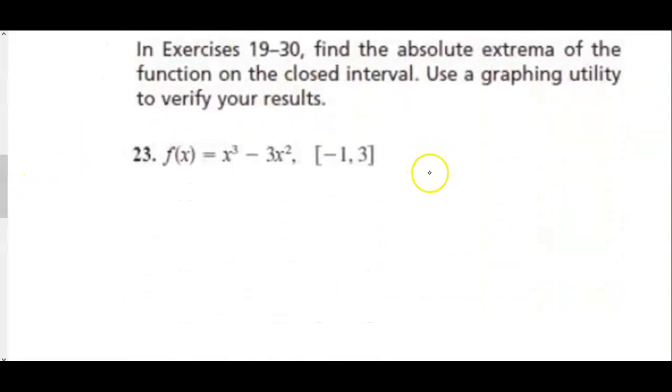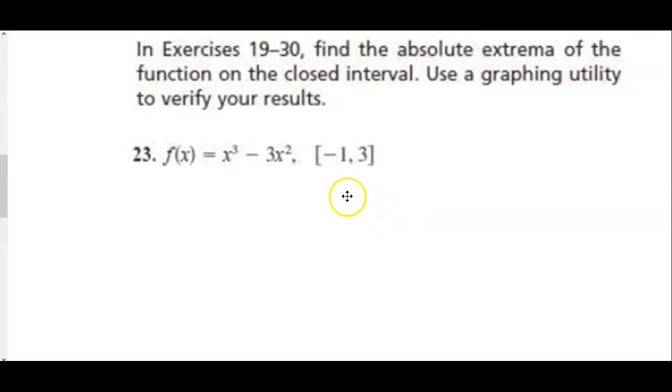Right here, find the absolute extrema. Find the absolute extrema of the function on the closed interval. How I want to do this is the exact same way. Now back to this one. Let's see here. So this one basically gave us our critical point. Doing this is, I think, a little bit easier. And here's why.